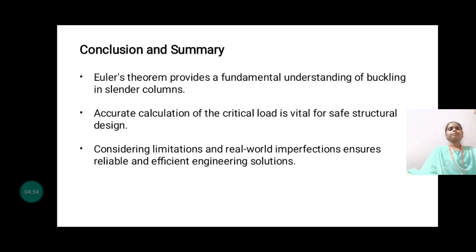Conclusion and summary. Euler's theorem provides a fundamental understanding of buckling in cylinder columns. Accurate calculation of the critical load is vital for safe structural designing. Considering limitations and real-world imperfections ensures reliable and efficient engineering solutions.